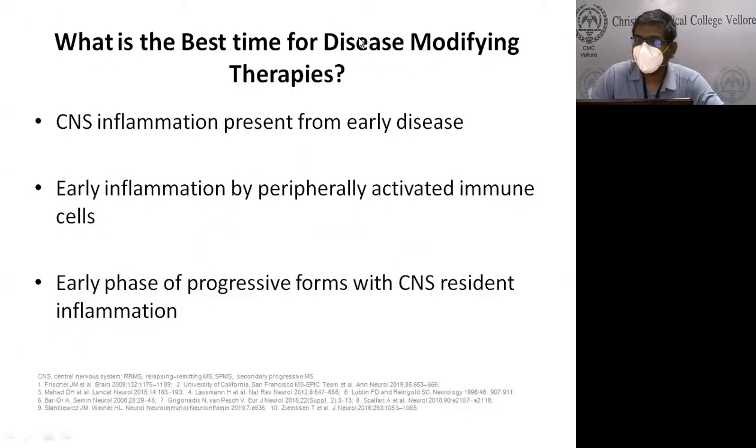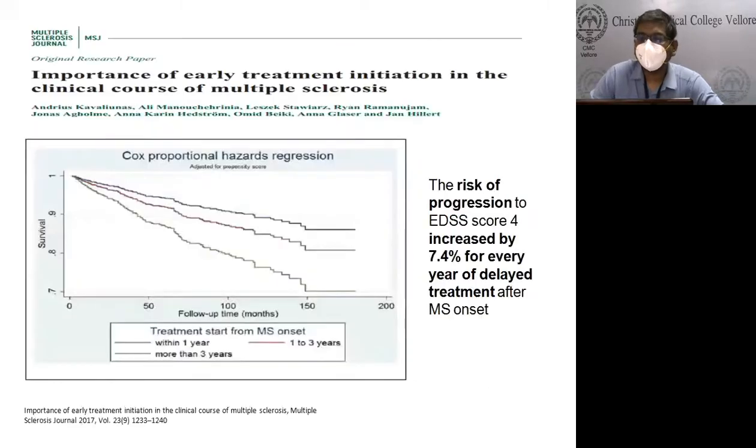So what is the best time for initiation of disease modifying therapy? We have been mentioning all along that CNS inflammation is present right from early disease. The early inflammation is by peripherally activated immune cells, and the early phase of progressive forms has CNS resident inflammation. So these two phases are potentially amenable to therapy if started early. Some major trials have come across recently, from 2017-18, on the importance of early treatment initiation in the clinical course of multiple sclerosis.